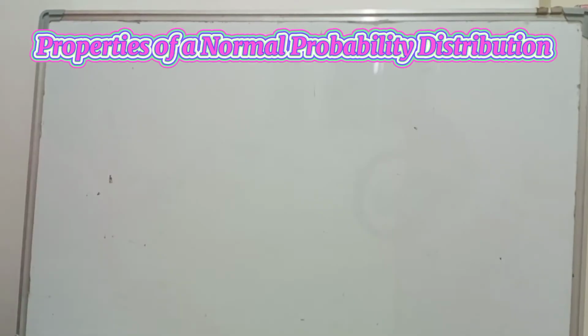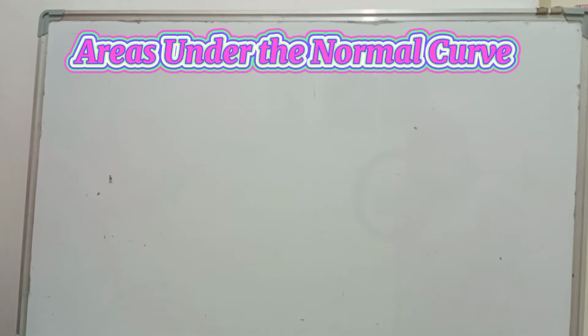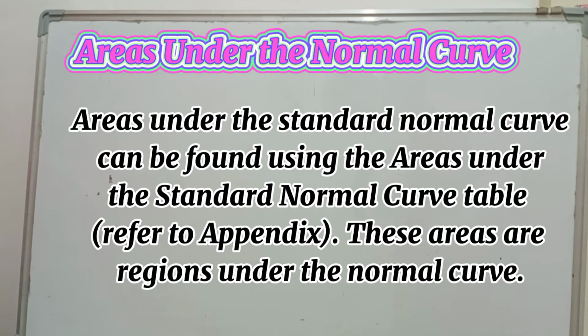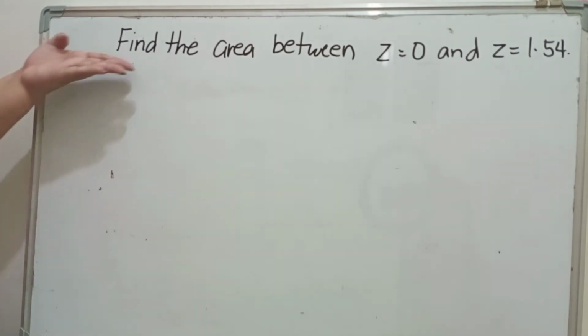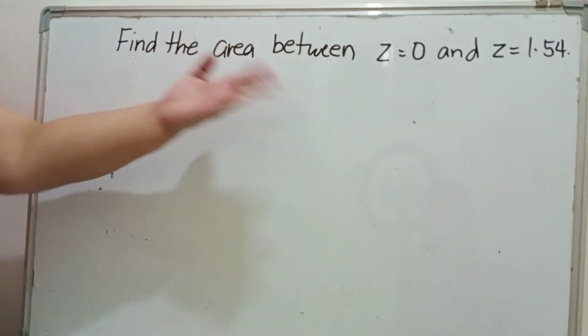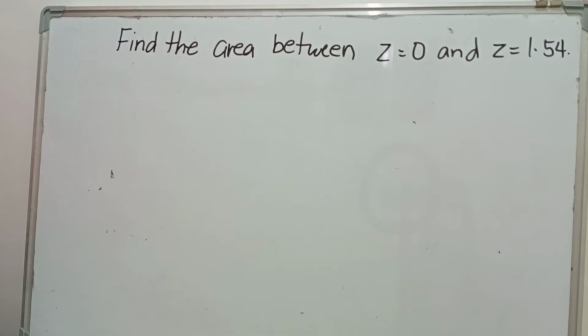Okay class, so now let us proceed to the areas under the normal curve. It is said that the areas under the standard normal curve can be found using the standard normal curve table. These areas are the regions under the normal curve. Let us have some examples in finding the area under the normal curve. For example, you're given: find the area between z = 0 and z = 1.54. In finding the area under the normal curve, we need to follow different steps. The first step is to sketch the normal curve.